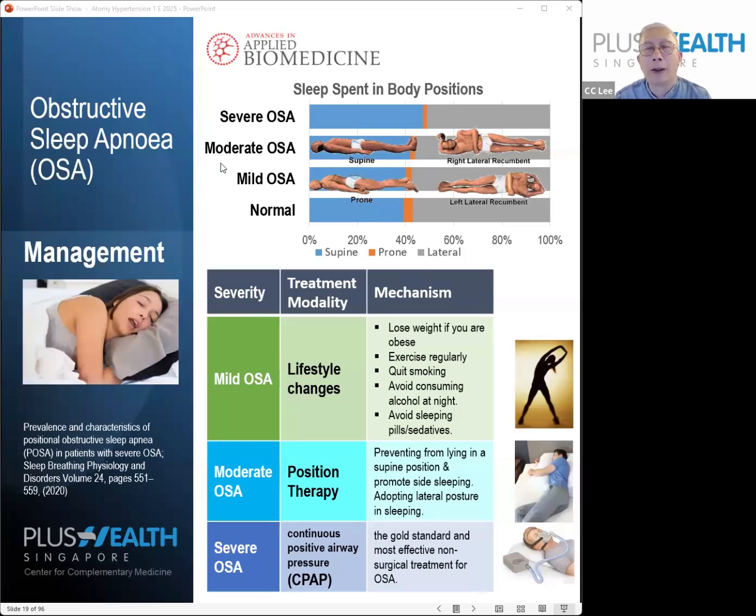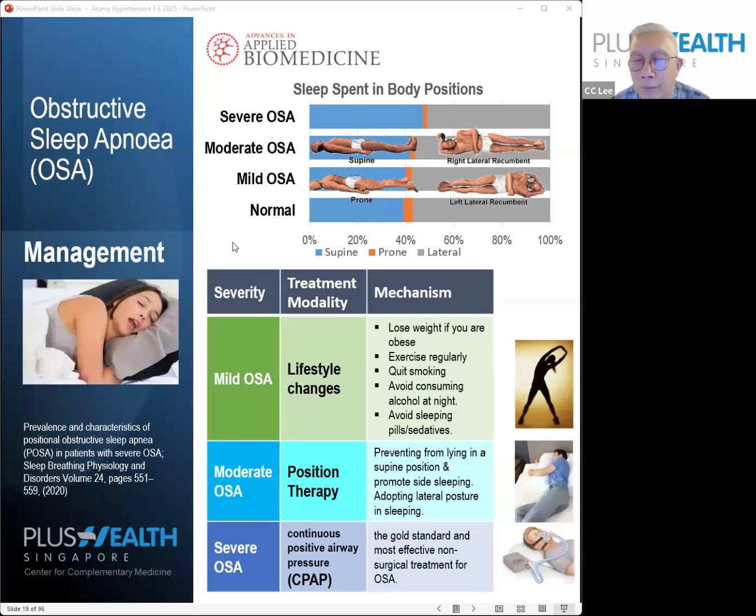But for people who suffer from OSA, the time they spend in the supine position is longer compared with the time they spend in the lateral position. That is the reason, because as you sleep longer facing up in the supine position, you have a higher risk of obstruction of the airway. So what are the current treatment options for people who suffer from this?